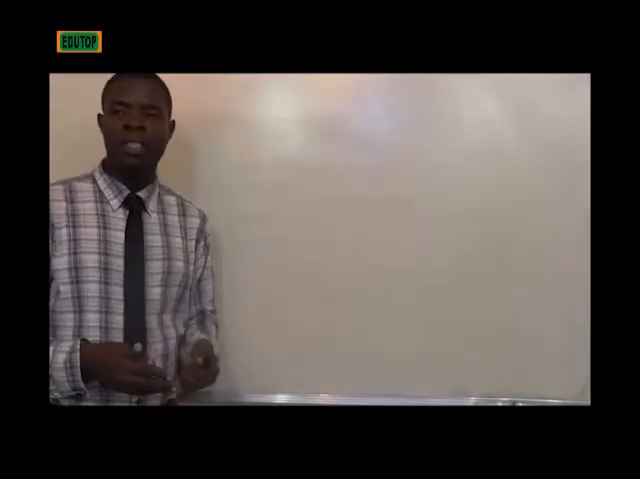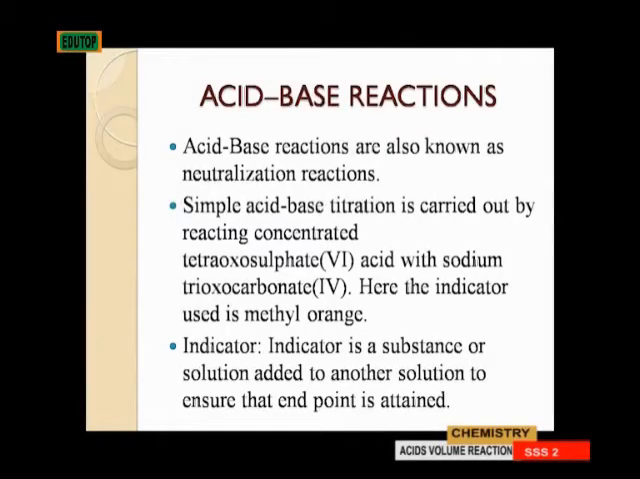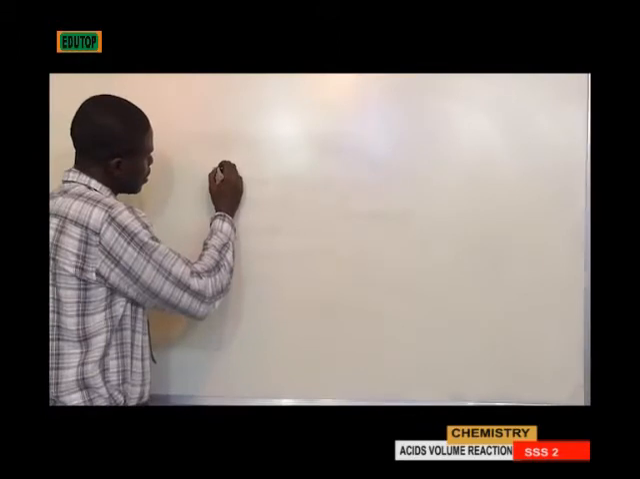Acid-base reaction. What do we understand by acid-base reaction? Acid-base reactions are also known as neutralization reactions. Simple acid-base titration is carried out by reacting concentrated tetraoxosulfate 6 with sodium trioxocarbonate 4, where the indicator used is methyl orange.